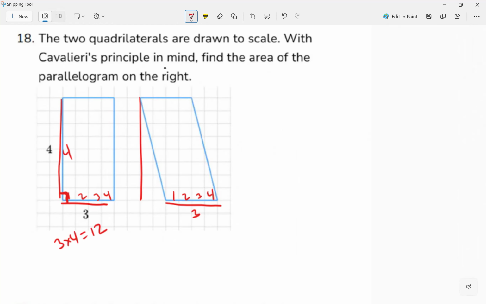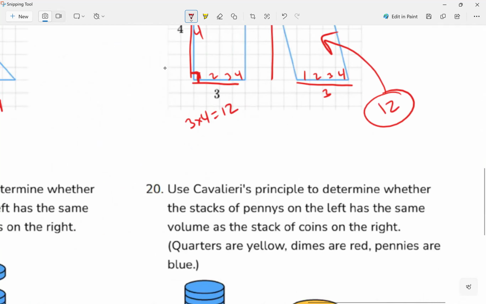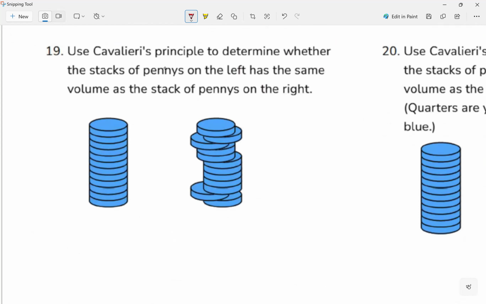I don't divide it by two this time because this time I'm doing a rectangle. So just 3 times 4 is 12. So the area of the rectangle on the left is 12. The area of the parallelogram, this one, will also be 12. Very important Cavalieri principle. Okay, let's take a look at question number 19.